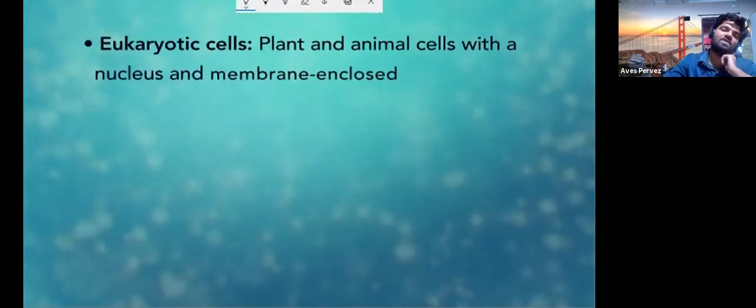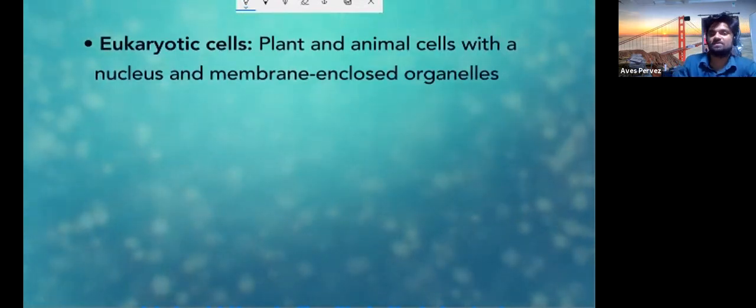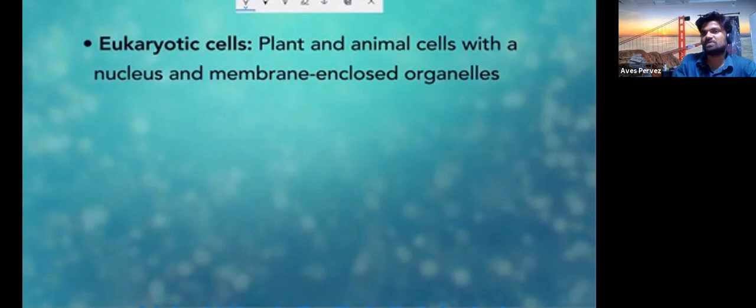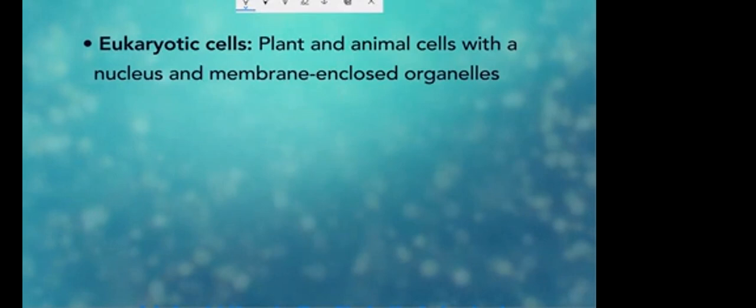In summary, remember, eukaryotic cells are plant and animal cells. Now you got it, the different functions of different types of cells and different cell organelles.